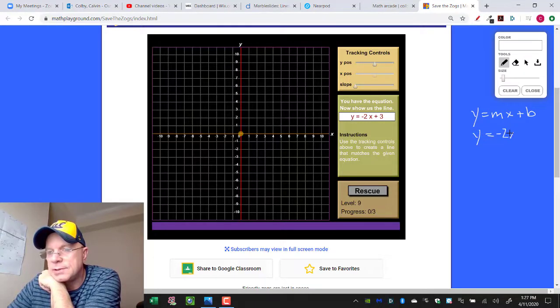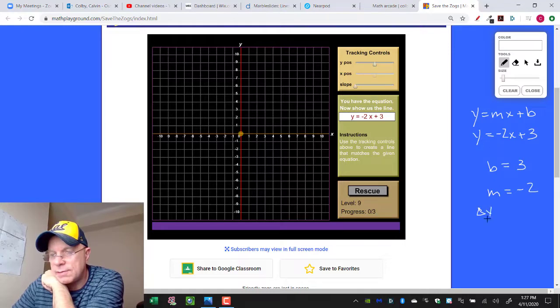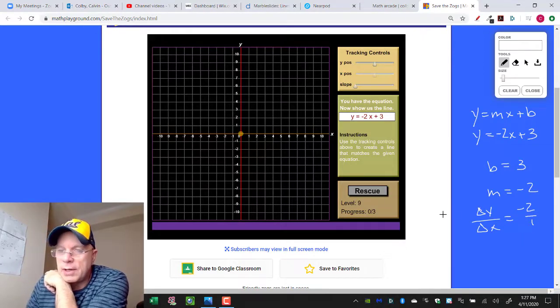Negative 2x plus 3. That must mean b is 3. And that must mean m is negative 2. And m is change in y over change in x. So negative 2, I could represent as negative 2 over 1. I could also represent it as 2 over negative 1. But I guess the point is I want to move my... I can't move anything and still show you that.